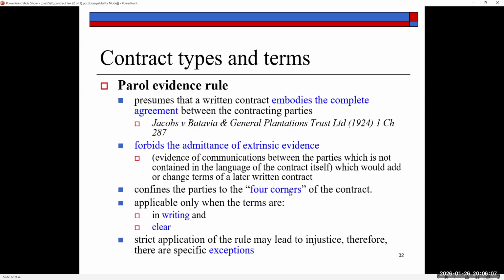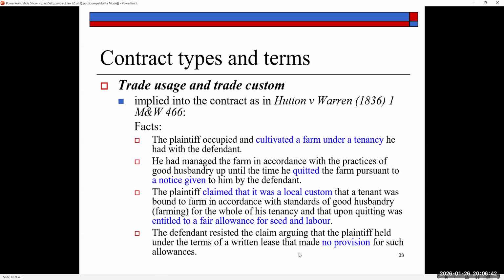It confines the parties to the four corners of the contract, and this parol evidence rule applies only when the terms are in writing and clear. Okay, so that is why it's so important to have the contract conditions, contract clauses clearly written. Strict application of the rule may lead to injustice, therefore there are specific exceptions. But of course, there are often some exceptions, not 100% guarantee. There are some exceptions.